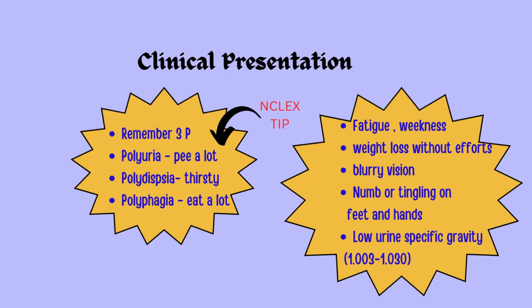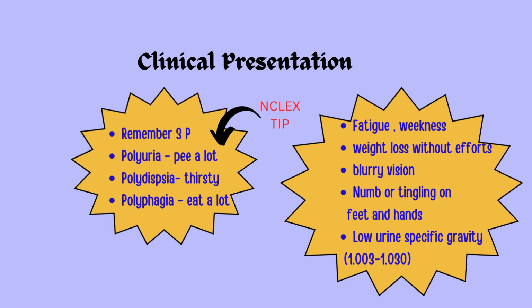Next is the clinical presentation. If you are writing any exam or preparing for any exam, I will give you one tip here. For the clinical presentations or clinical findings of diabetes mellitus, please remember 3P. The first P is polyuria, meaning a person pees a lot. Second is polydipsia, thirsty. The patient feels very thirsty and drinks a lot.